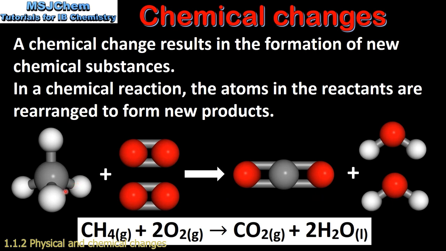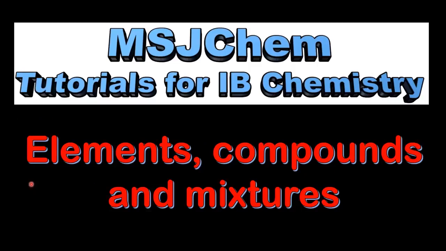For example, the carbon atom that made up the methane molecule is now part of the carbon dioxide molecule, and the oxygen atoms that made up the oxygen molecules are now part of the carbon dioxide and water molecules. So from this example, we can see that in a chemical change, the atoms in the reactants are rearranged to form new chemical substances.